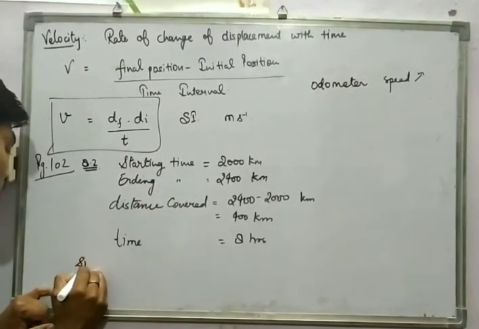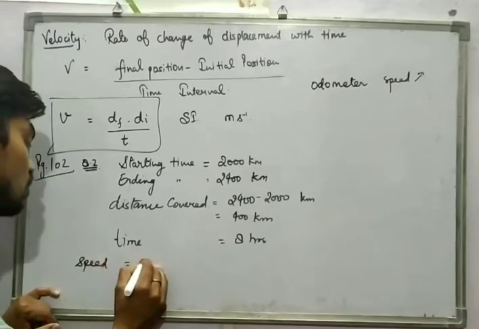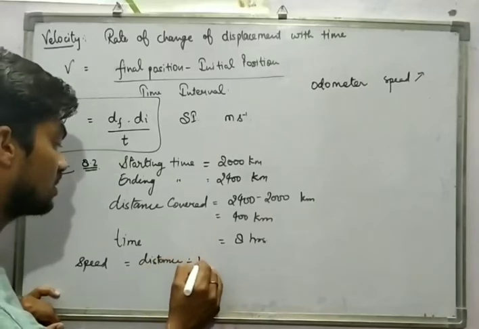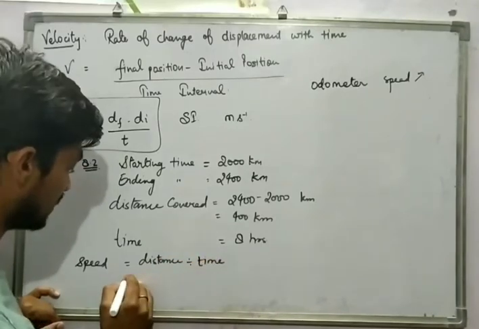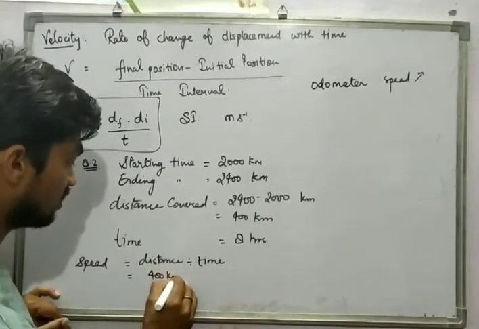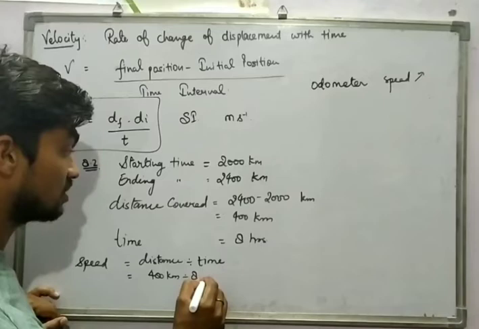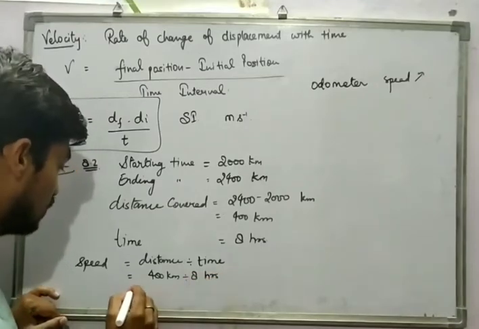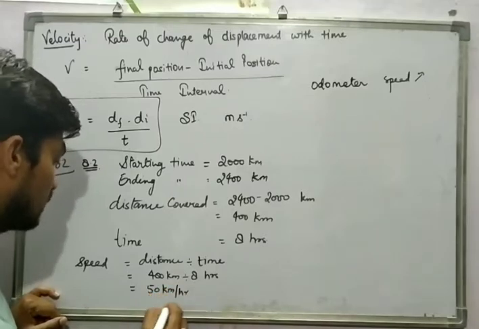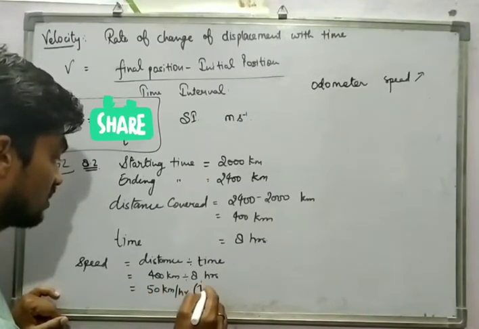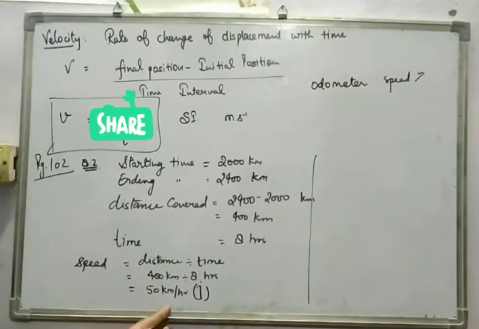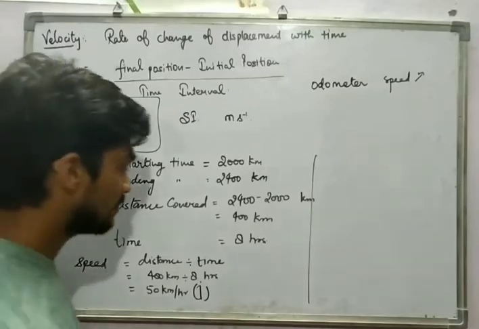So see, speed is equal to total distance upon time. How much time has been taken? So total distance, as we know here, 400 km divided by 8 hours. So it will be 50 km per hour. This is our first result. Second part, they are saying how much speed will be in meter per second.